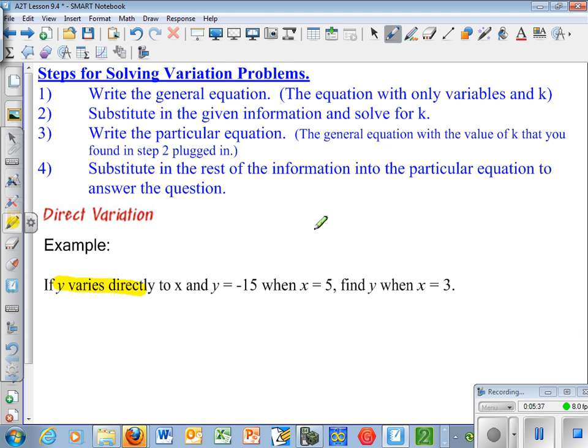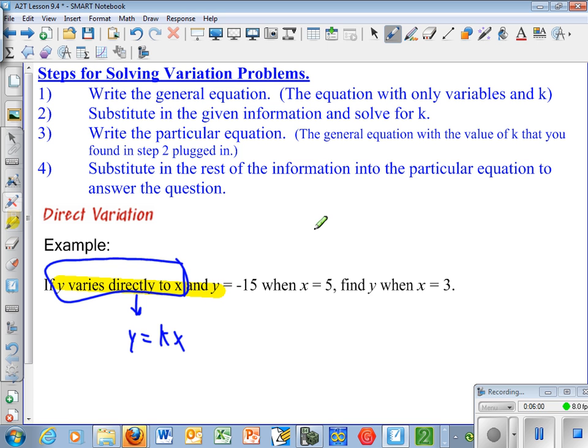Y varies directly to x. So we want to use the general form of direct variation. So y varies directly to x. Actually, I highlighted too much there. I'm looking at this part right here. So y is equal to k times x. There's my general form for direct variation.